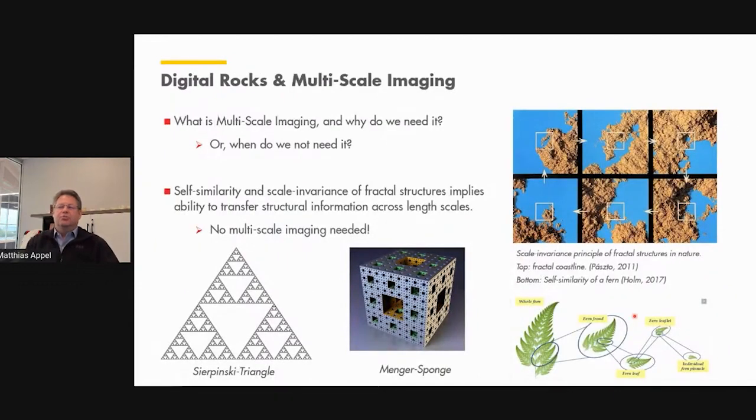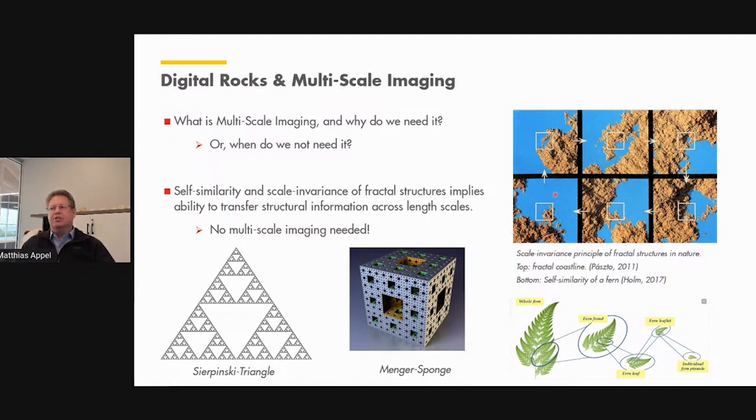That leads me into spending a bit more time on the multiscale imaging aspects of digital rock. So let's step back for a moment and ask ourselves, what is multiscale imaging and why do we need it? When preparing the slides, I realized that it's actually much easier to explain when we would not need multiscale imaging. Because if you look at a fractal structure, then we know that fractal structures are typically characterized by a certain self-similarity, or sometimes a bit more wordy, it's called scale invariance of its structures.